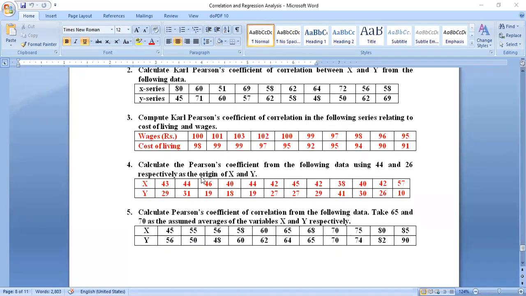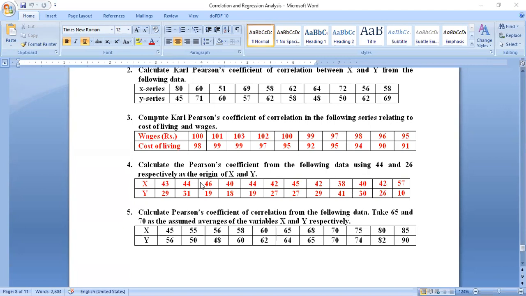And problem number 4: calculate the Pearson's coefficient. See, they change the name itself for confusion purposes. Calculate the Pearson's coefficient from the following data using 44 and 26 respectively as the origin of X and Y. In this given problem, there is no need to calculate X bar and Y bar values. It is already mentioned in the question: X bar value is 44 and Y bar value is 26. In X minus A, in the place of A you write 44, and in Y minus A you write 26.